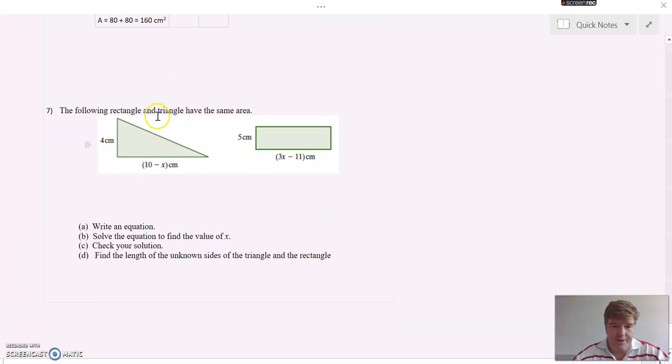Okay, next one. The following rectangle and triangle have the same area.